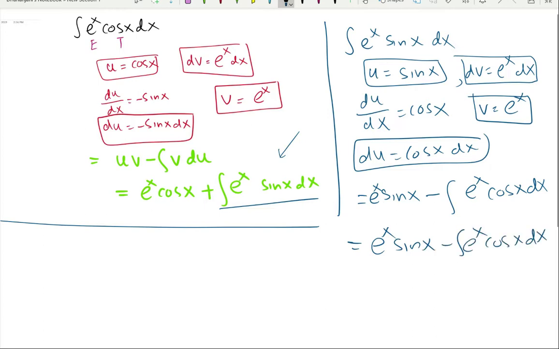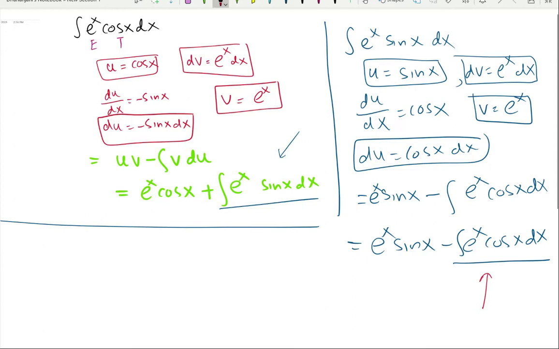Okay, now let's look at this integral. Did we get a simpler integral? No way, we got another non-simpler integral, right? This is not simple. You can't use basic integration here either, but we know we don't need to panic, because there can be questions where I have to use integration by parts 3 times, 4 times.